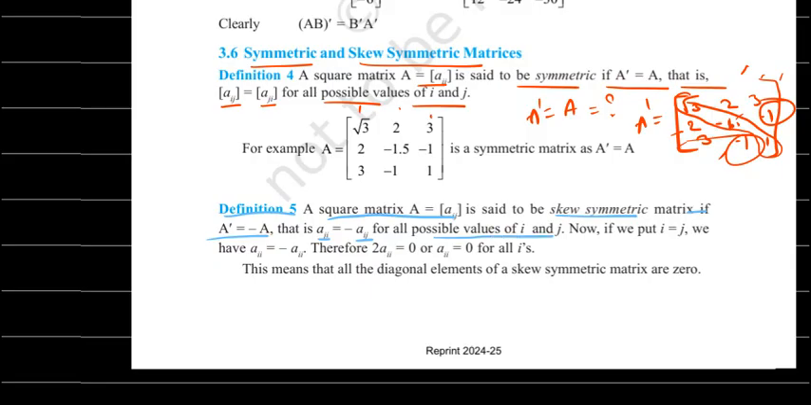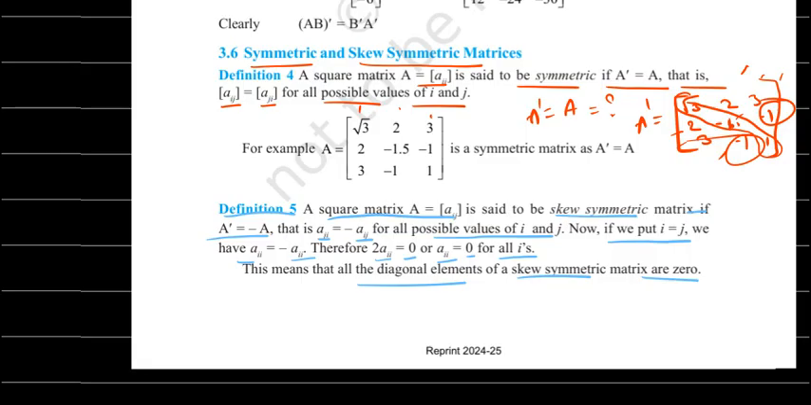Now, if we put i equal to j, we have Aii equal to minus Aii. Therefore, 2Aii is equal to 0, so Aii is equal to 0 for all i. This means that all the diagonal elements of a skew symmetric matrix are 0. You know that it is a square matrix, and the diagonal elements must be 0.